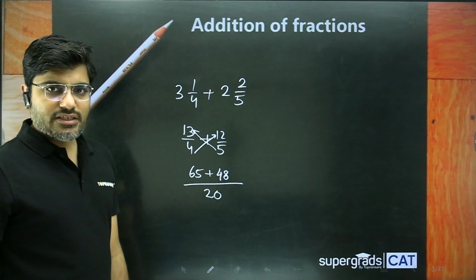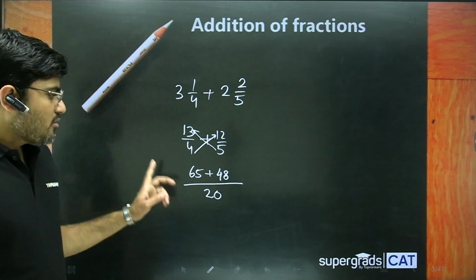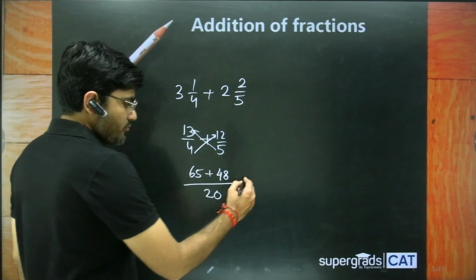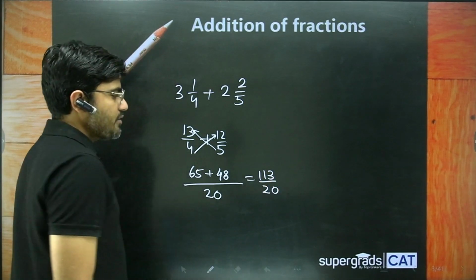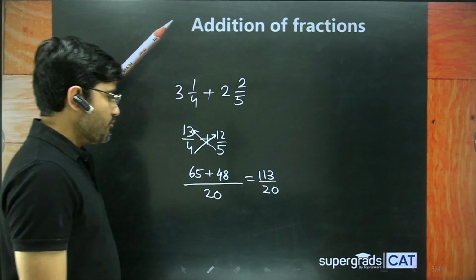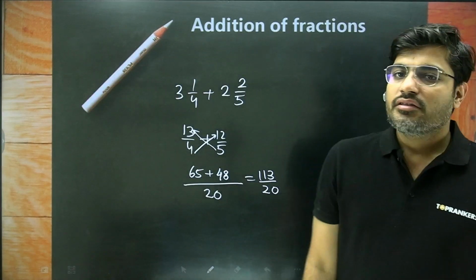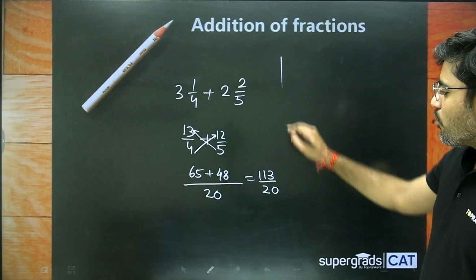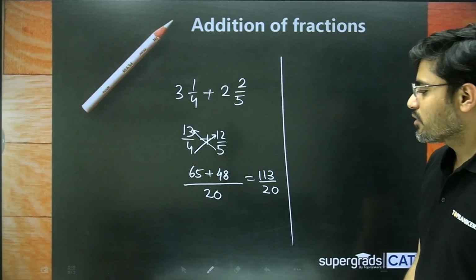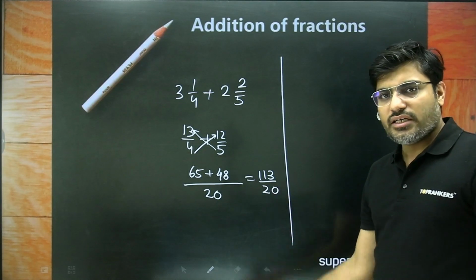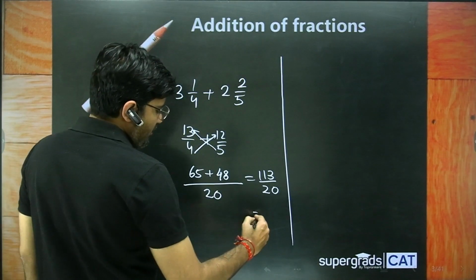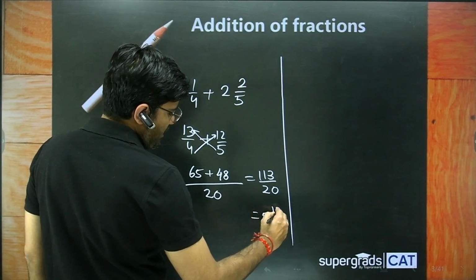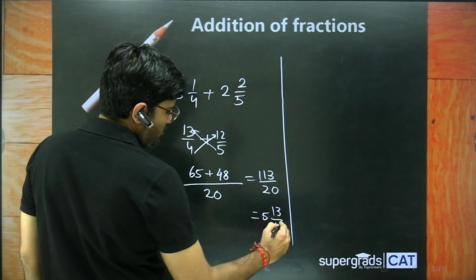And if I add these two, I will get 113 by 20. This is the answer which we will get. This is one way. Or else, I can convert it into a mixed fraction again, if the options are in mixed fraction. That will be 5 13 by 20.